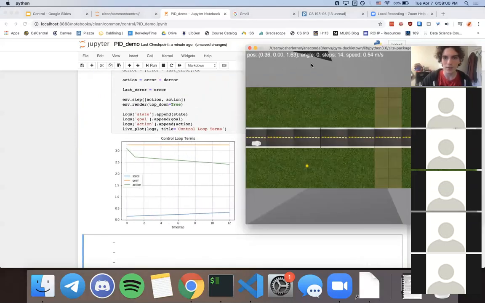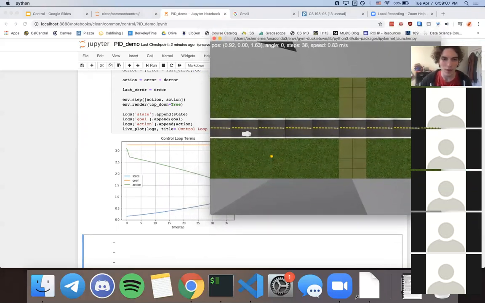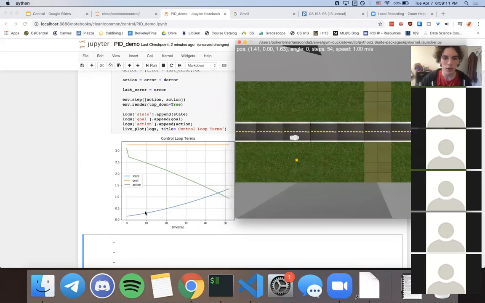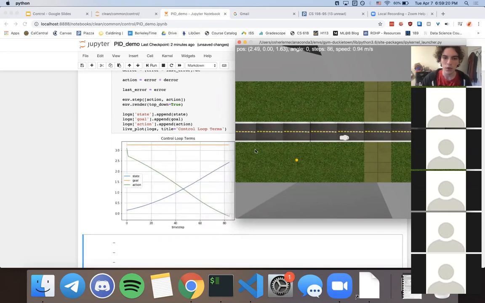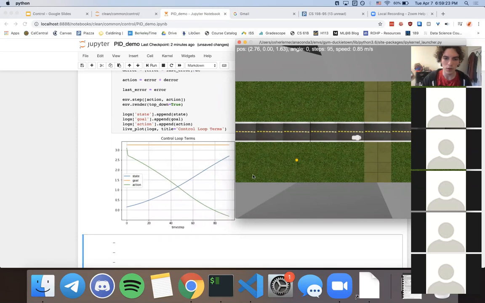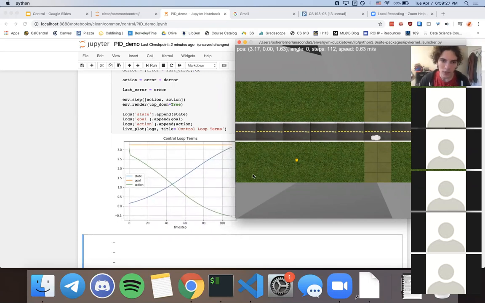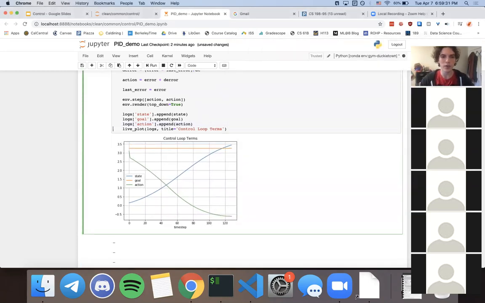Pull this up. Okay. So the beginning looks pretty similar, albeit a little curvier than the linear thing we had before. We have our state going towards the goal. And as we're going towards the goal, it's still overshooting by a lot. Let's display these more clearly so we can see what's going on.